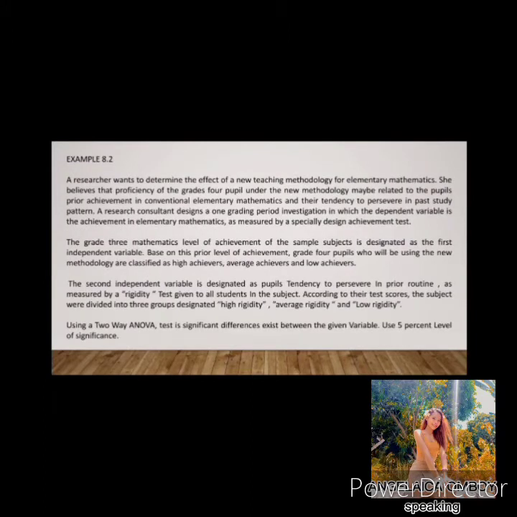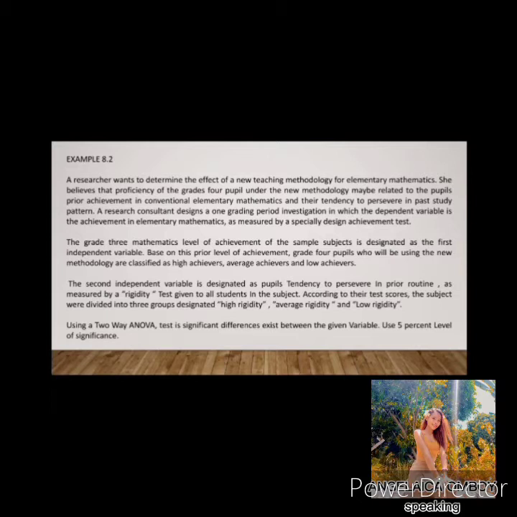Example 8.2. A researcher wants to determine the effect of a new teaching methodology for elementary mathematics. She believes that the proficiency of the grades for pupils under the new methodology may be related to the pupils' prior achievement in conventional elementary mathematics and their tendency to persevere in past study patterns. A research consultant designs a one grading period investigation in which the dependent variable is the achievement in elementary mathematics as measured by a specially designed achievement test.